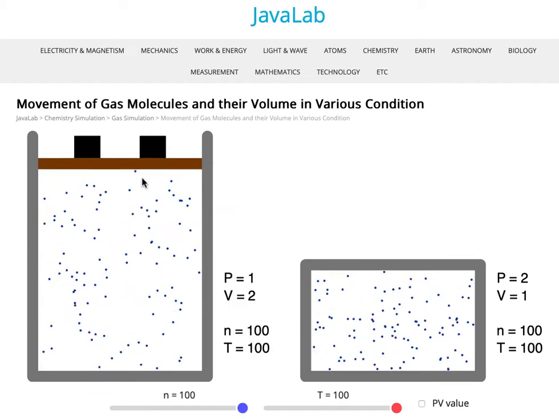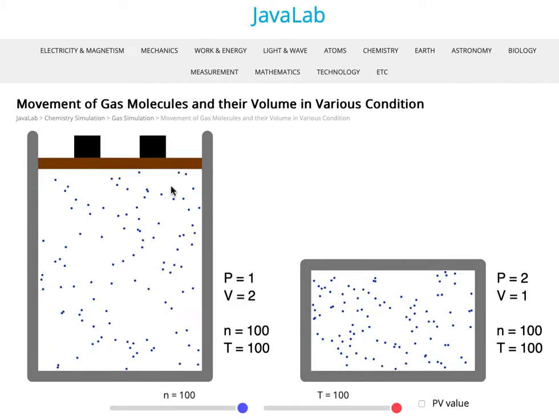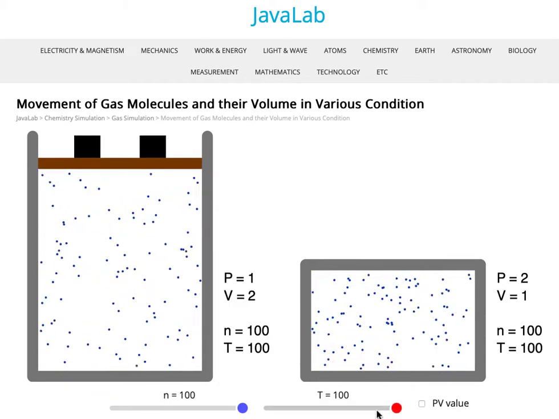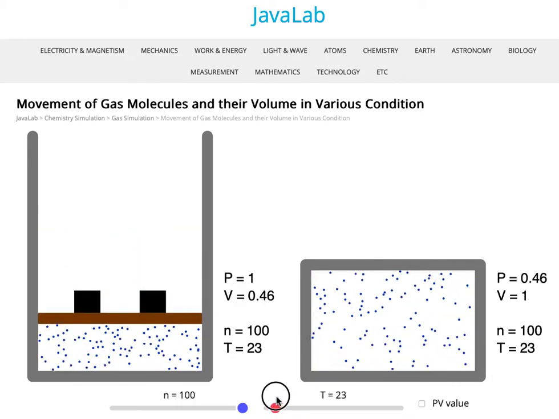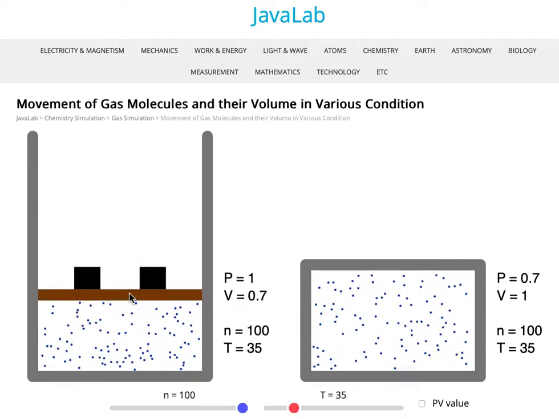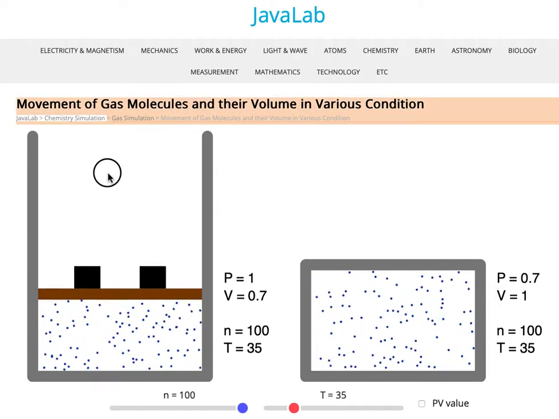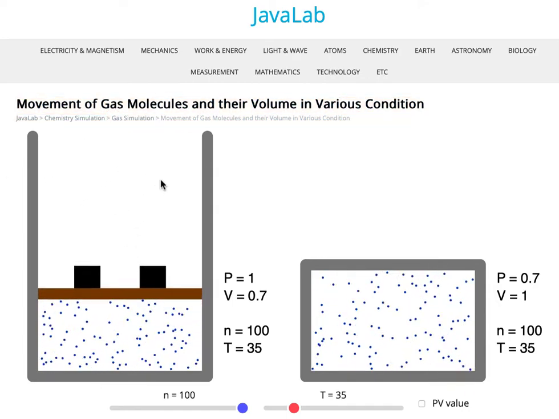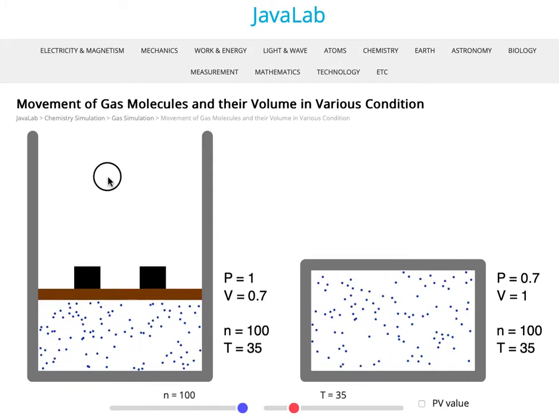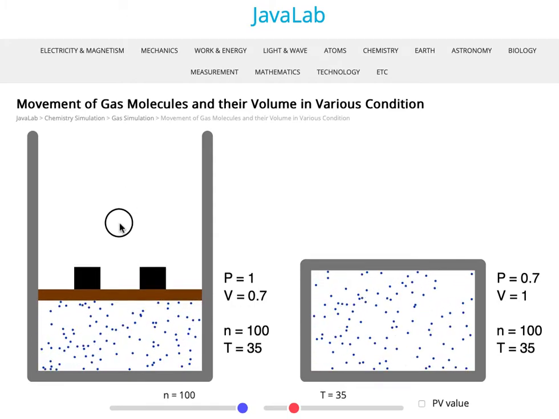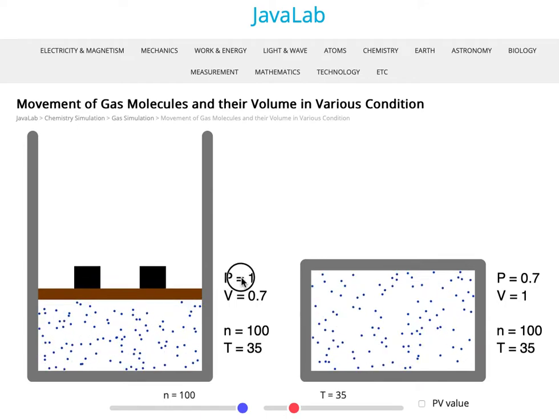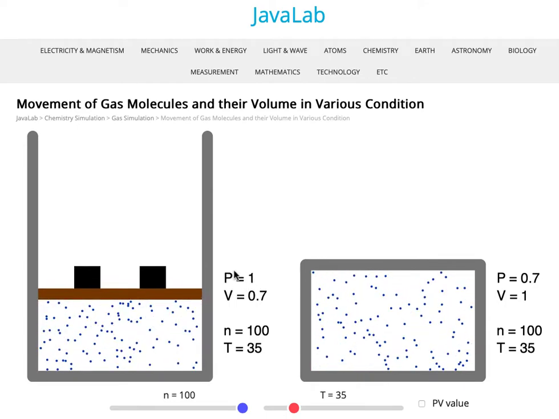Now let's concentrate on the one on the left. This is a piston. What's happening inside the piston is that because the lid can move up and down, what's pressing the lid down is the air above it. And the air above it is going to remain at air pressure. What that means is that the pressure on this piston is going to remain constant. So you'll notice that the pressure remains at 1 here.